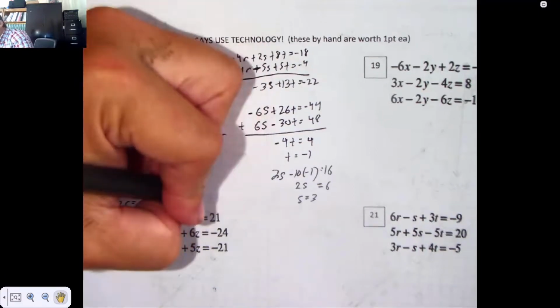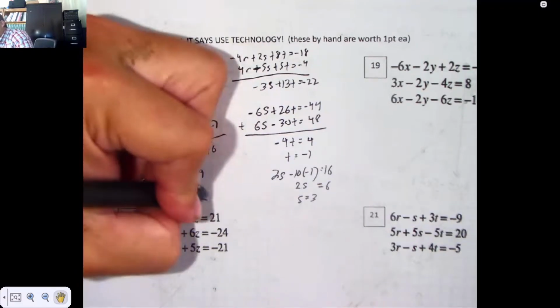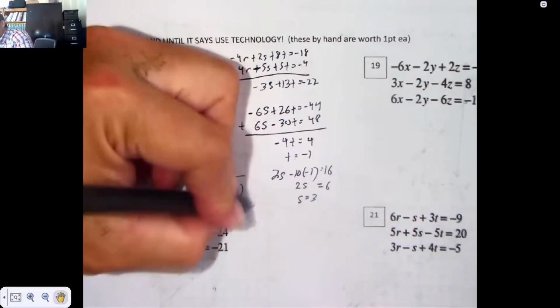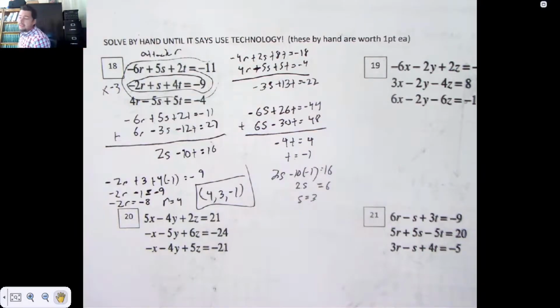So I need my ordered triple. R was 4, S was 3, T was -1. Good bit of work there. It's going to take 3-4 minutes. Take time.